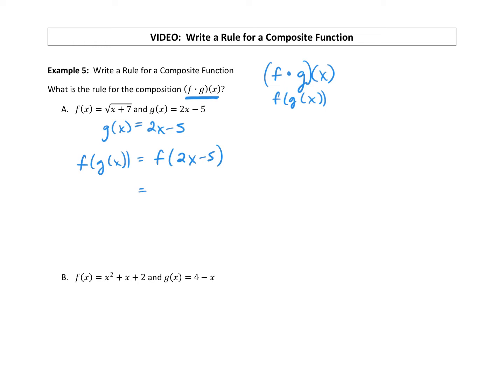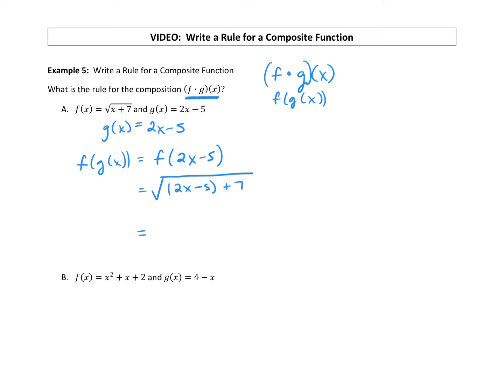So then we look at our F function. We're going to plug a 2x minus 5 in for any x's. Here's our F function. So right there, for that x, we're going to replace that with a 2x minus 5. So we have the square root of 2x minus 5 plus 7 all underneath that square root.